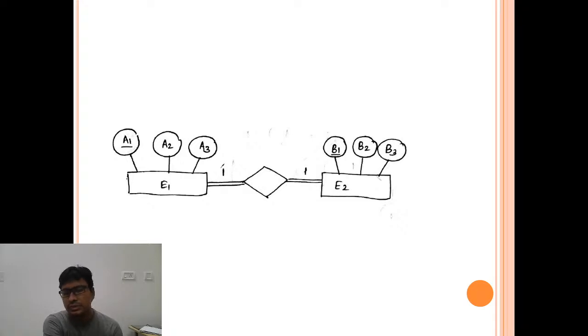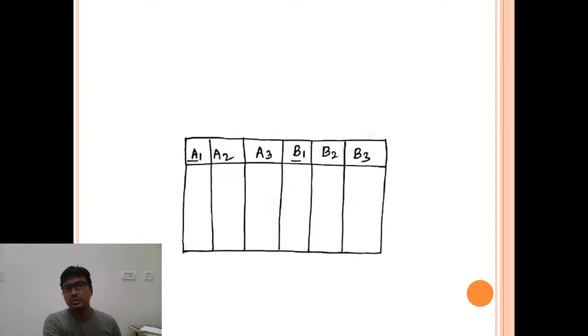Can anyone tell me, for a single table, how many primary keys are possible at max? Only one primary key, am I right or wrong? If you have more than one candidate key, among them one will act as the primary key and the rest of them will act as secondary keys. So here A1 and B1 combined will act as the primary key.